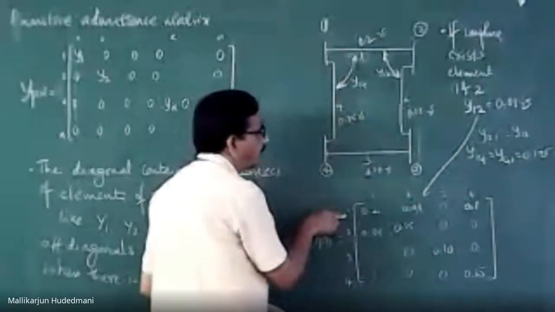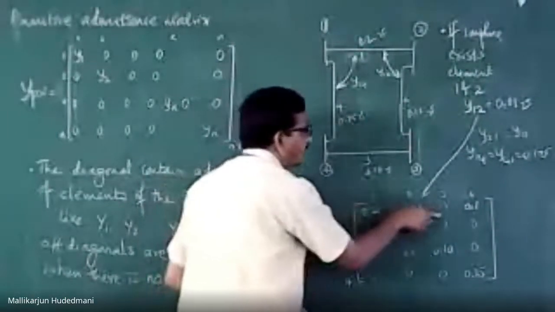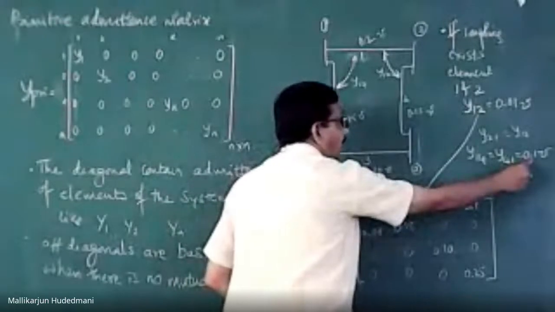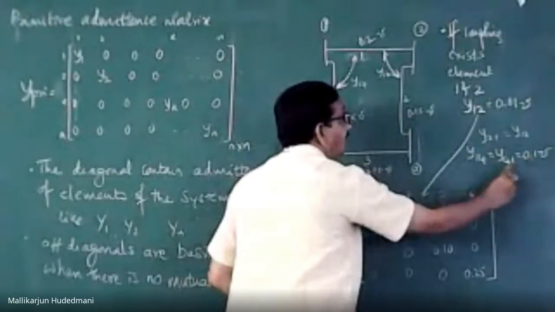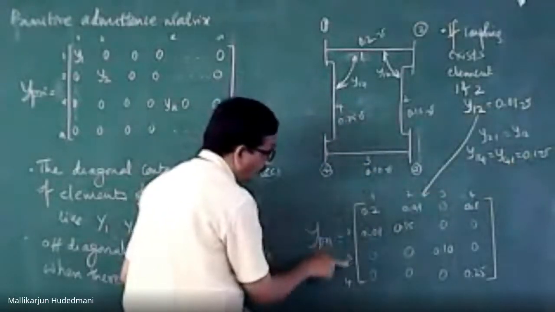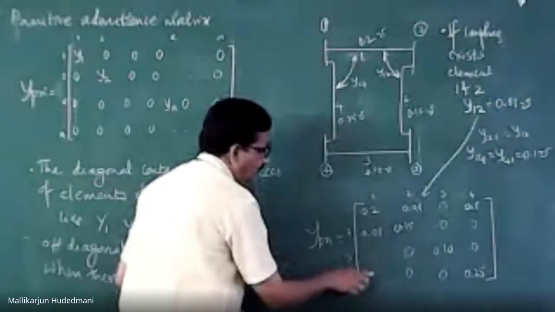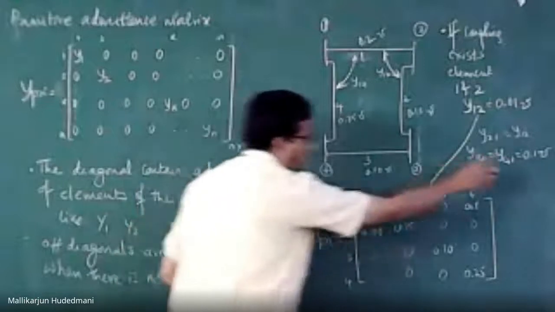Go in the row number 1 and stop at the column number 4. Y14 I could represent as 0.1 more. Similarly, for 41, go down to the 4th row and column number 1. So this value will also get affected by this representation.